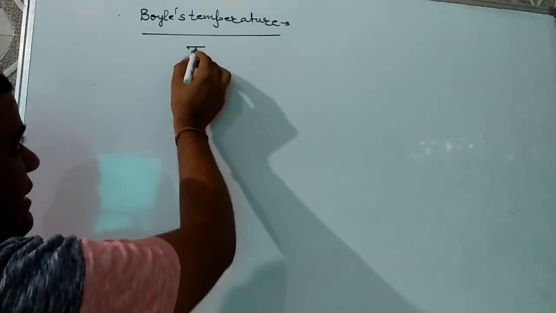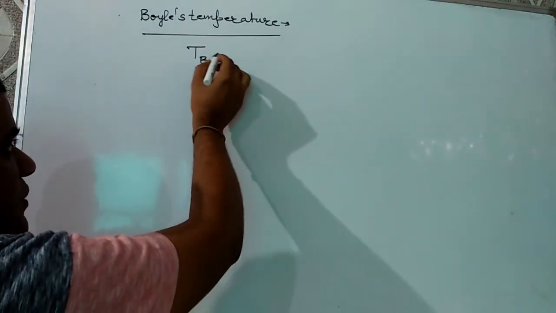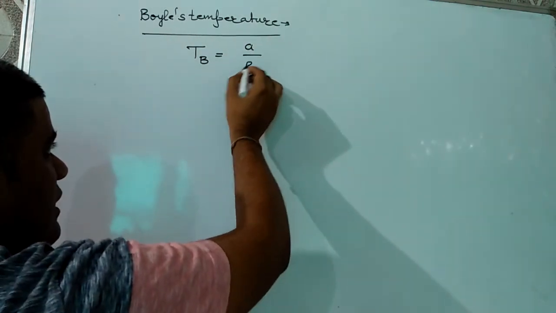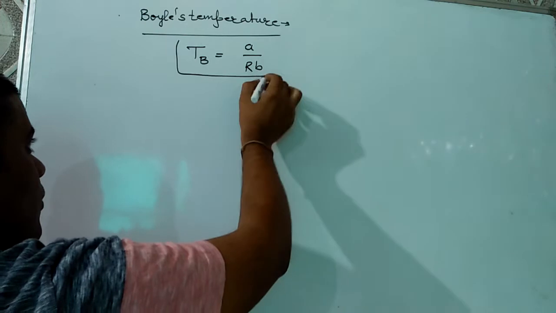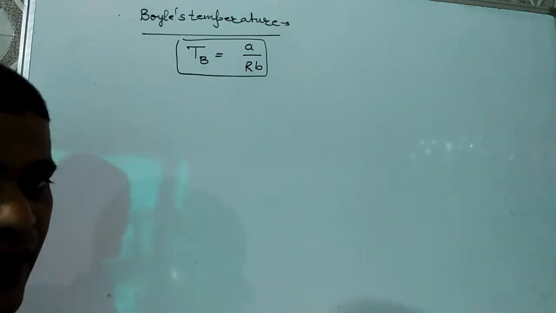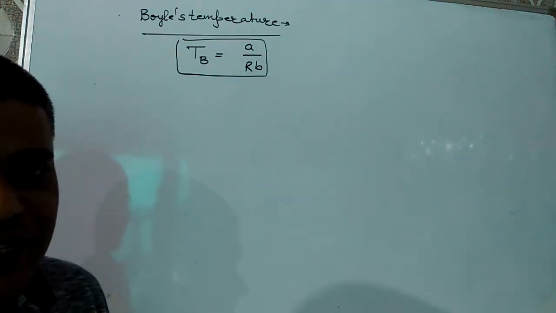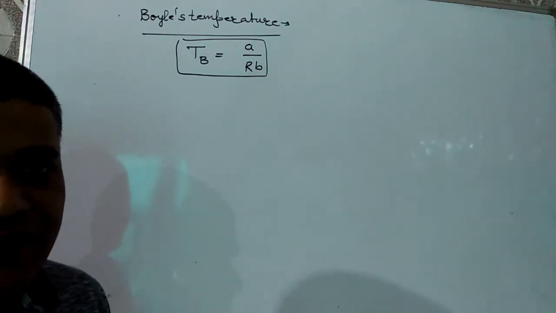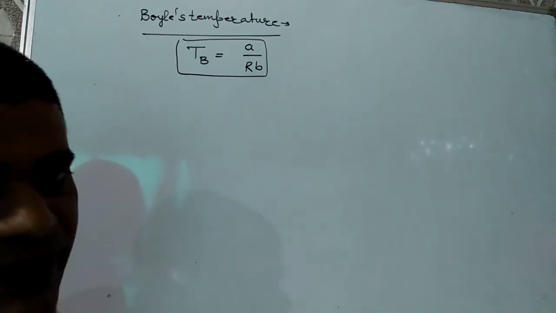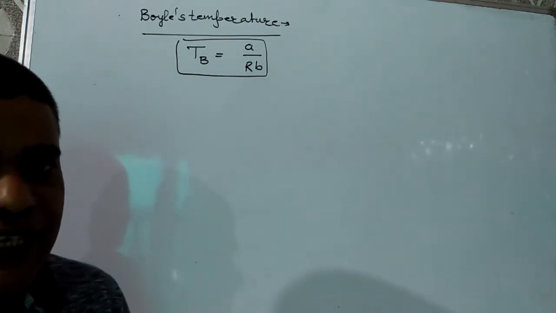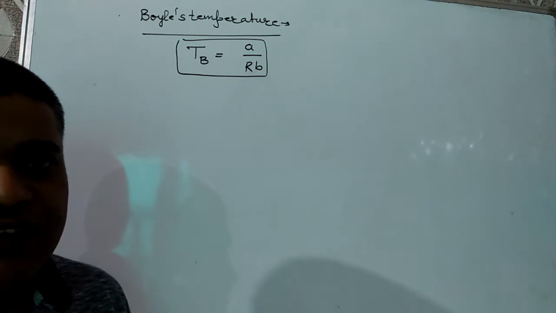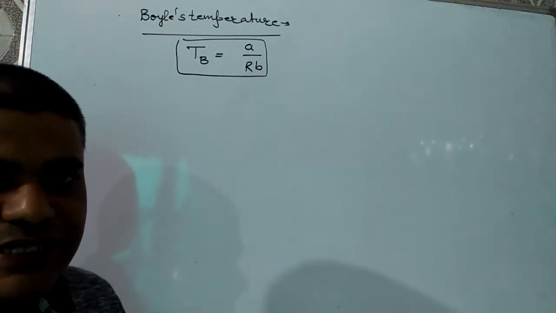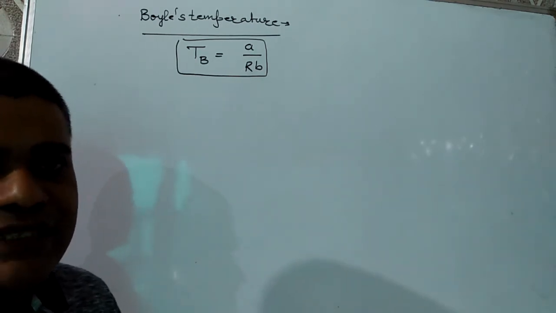Mathematically, Boyle's temperature is denoted by Tb, and that should be equal to a over Rb, where a and b are the van der Waals gas constants. Later on we will discuss their significance and unit. R is the universal gas constant, we already discussed.